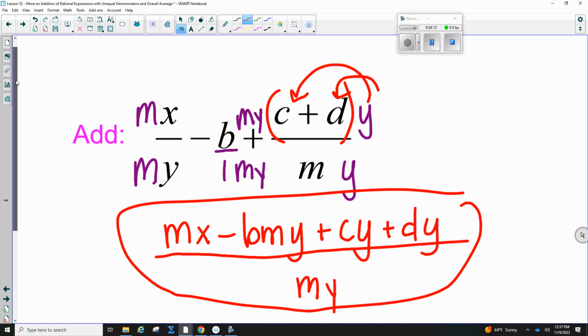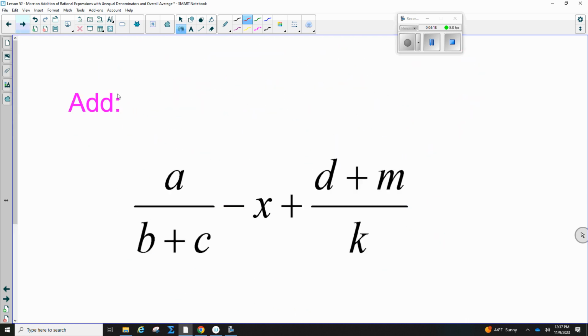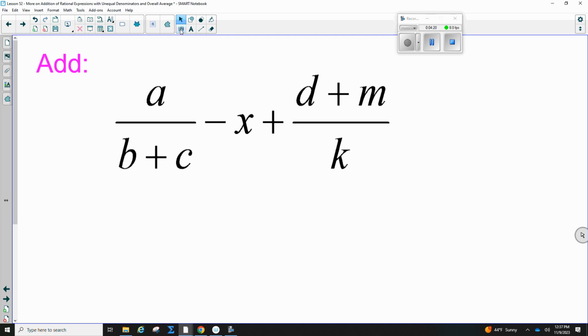All right, let's try another one with a binomial because that's the hardest part. And if there's a negative sign where you're distributing, which this one has, all right? So we have a over b plus c, minus x over 1, plus d plus m over k. So you want to think about this as an entire term, b plus c. So what's missing from this first denominator that the other ones have? K. So I need to multiply by k over k.